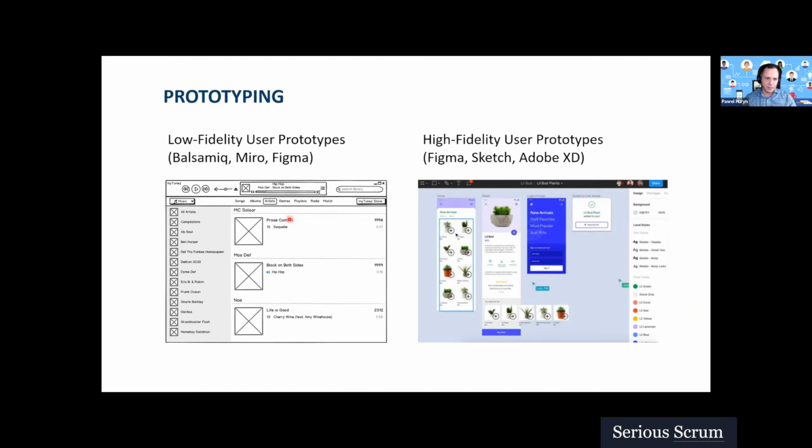Another type of, I personally use Balsamiq with my teams. This is the most important, the most common one.